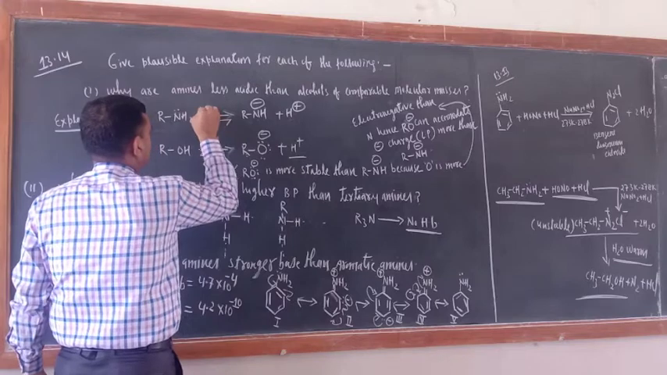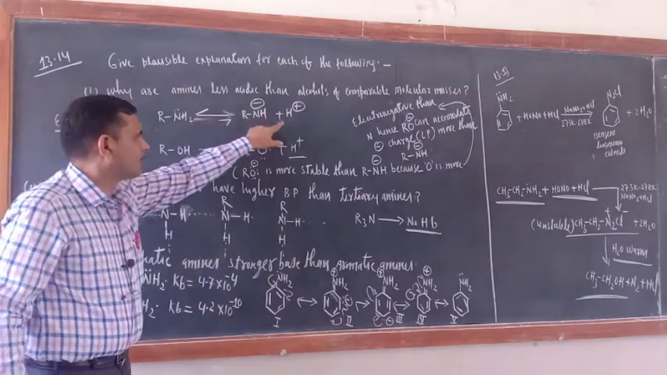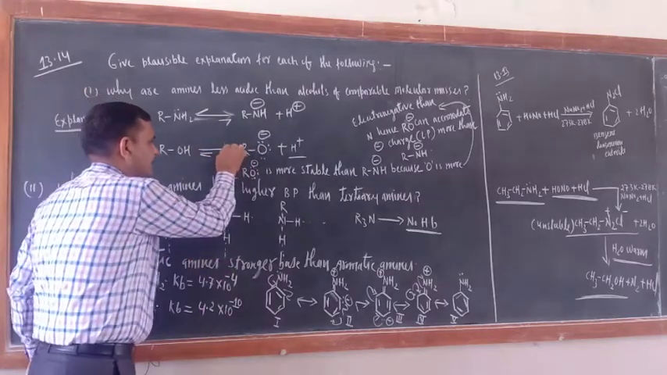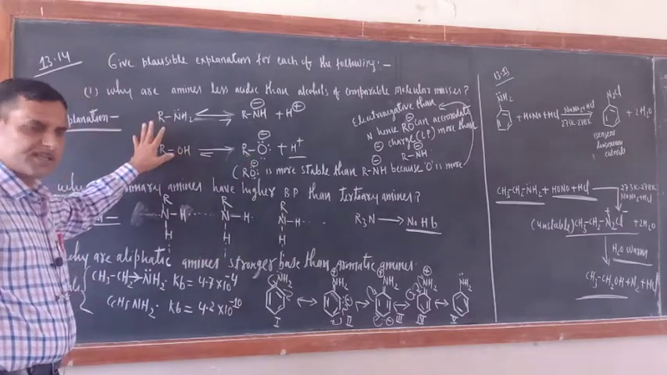Correct? Here it doesn't want to furnish H positive. Here it wants to furnish H positive. Correct? Reason also I told. Over. So please remember, this is an important question.